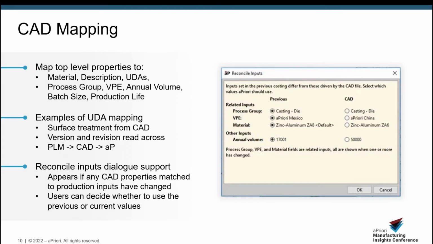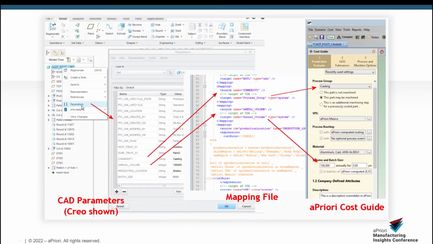So what does CAD mapping look like? So we're going to take a little greater deep dive into how we map CAD attributes. In doing so, it's a pretty simple process overall, but it does take a little bit of legwork in creating some custom properties on your CAD side. So what does that look like?